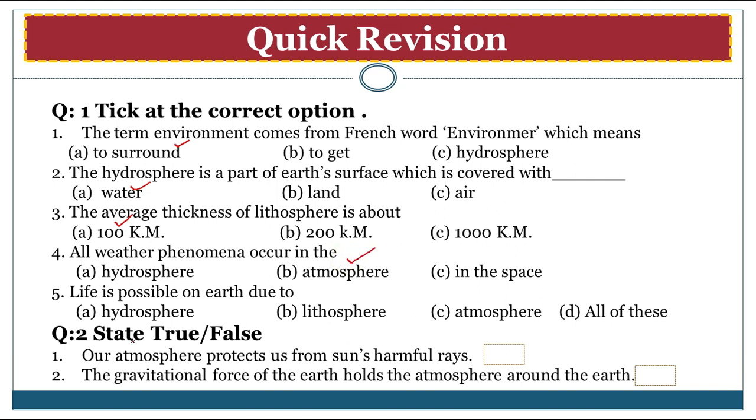Next question is, life is possible on the earth due to hydrosphere, lithosphere, atmosphere, or all of these. Life is possible on the earth due to all of these things. Means for life, atmosphere is required, lithosphere is required, as well as the hydrosphere is also required. All the three things are important for life.